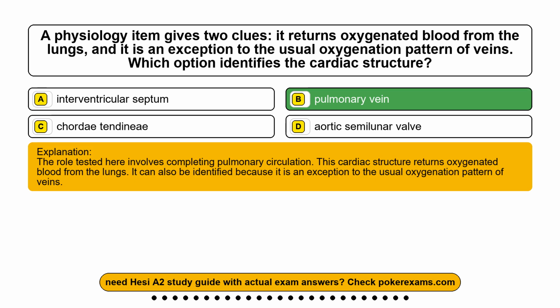The role tested here involves completing pulmonary circulation. This cardiac structure returns oxygenated blood from the lungs. It can also be identified because it is an exception to the usual oxygenation pattern of veins.